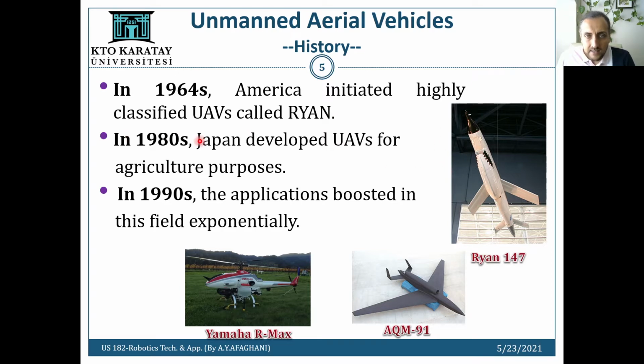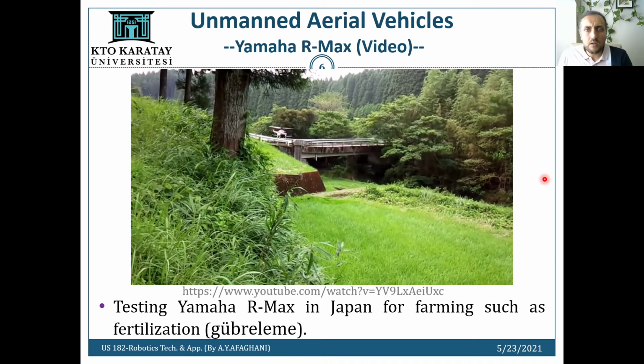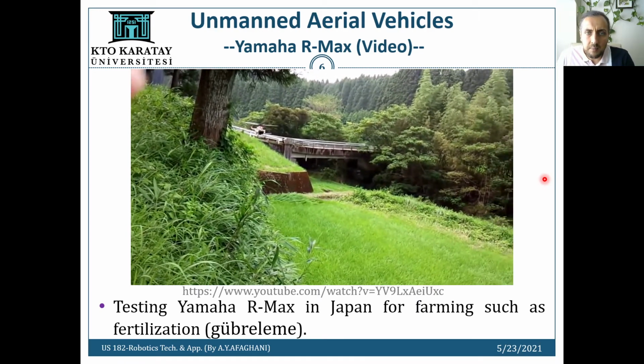In the 1980s, Japan developed a UAV for safe application, for agriculture purposes. This is the Yamaha R-Max. From 1990 on, applications boosted in this field, and now we have a lot of unmanned aerial vehicles with many applications. First one, Yamaha R-Max.